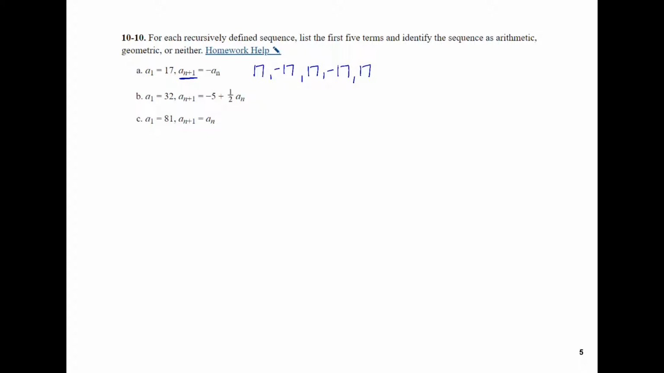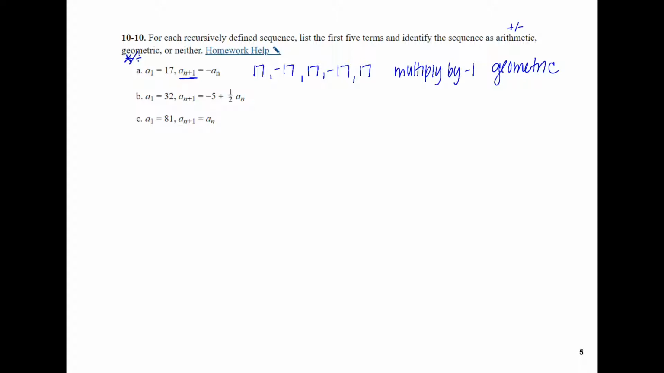And in this case, we were multiplying by negative 1. So this is a geometric sequence. So arithmetic is adding or subtracting to get from one term to the next. Geometric is multiplying or dividing to get from one term to the next, and neither is a pattern that is different than either one of those.